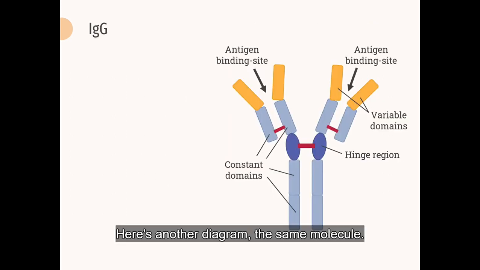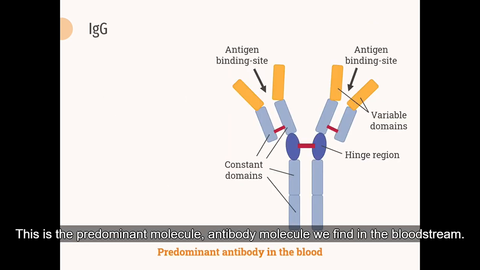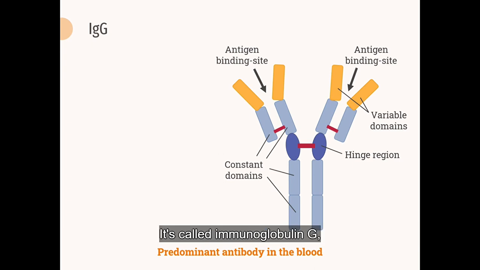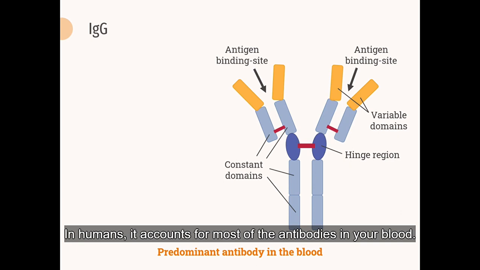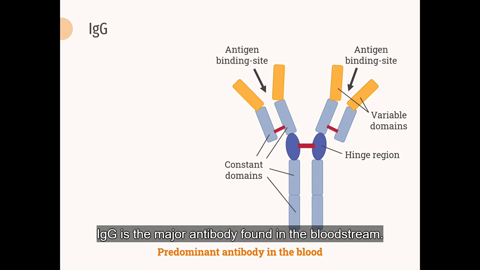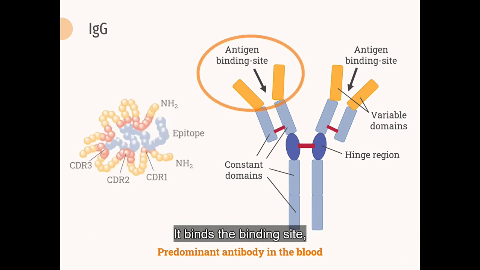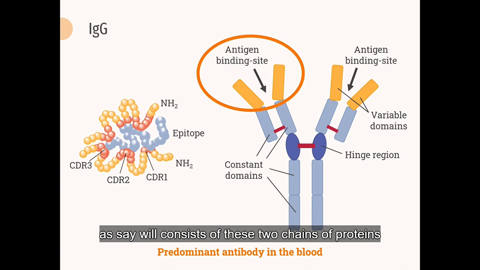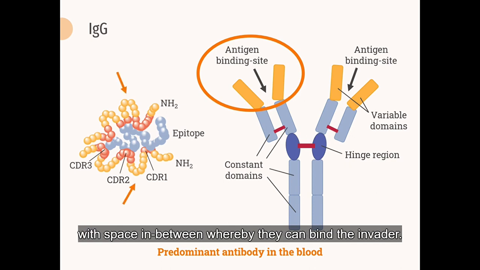So here's another diagram, the same molecule. This is the predominant antibody molecule we find in the bloodstream. It's called immunoglobulin G, or IgG for short. And in humans, it accounts for most of the antibodies in your blood. Likewise, in the domestic animals, IgG is the major antibody found in the bloodstream. The binding site will consist of these two chains of proteins with a space in between, whereby they can bind the invader.